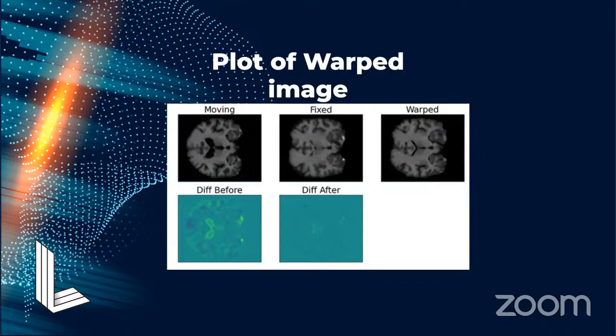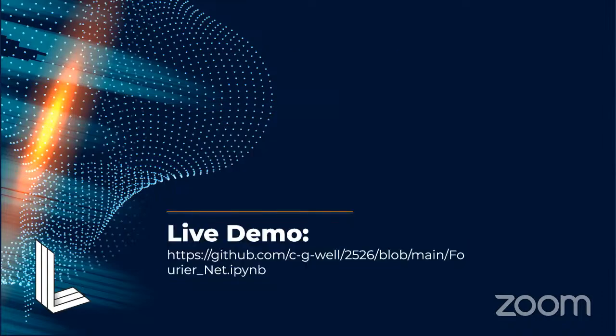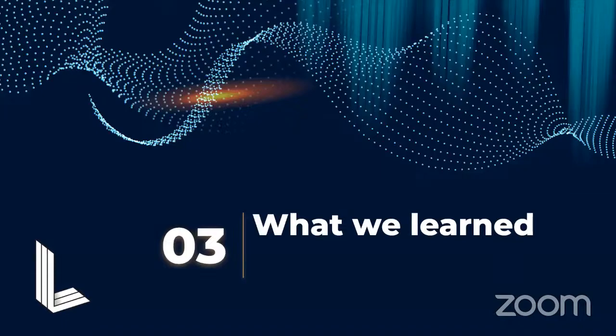So now we have a plot of the warped image. We can see the original moving and fixed images, and also the diff before and diff after, which was sent to the convolution net. And then once they were sent through the decoder, we now see what the warped image is. Next slide. And so you can access the code that we used on this GitHub link for the live demo. Next slide. Okay, now what we learned.